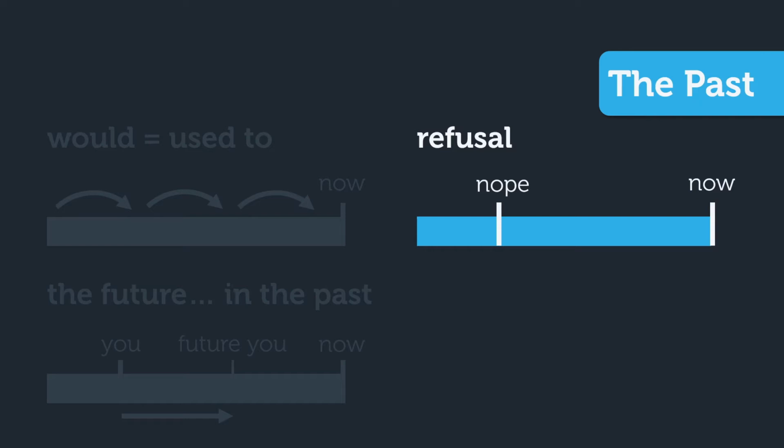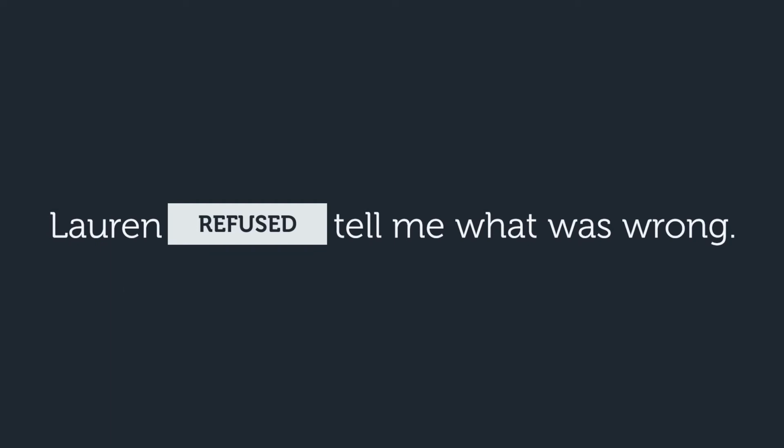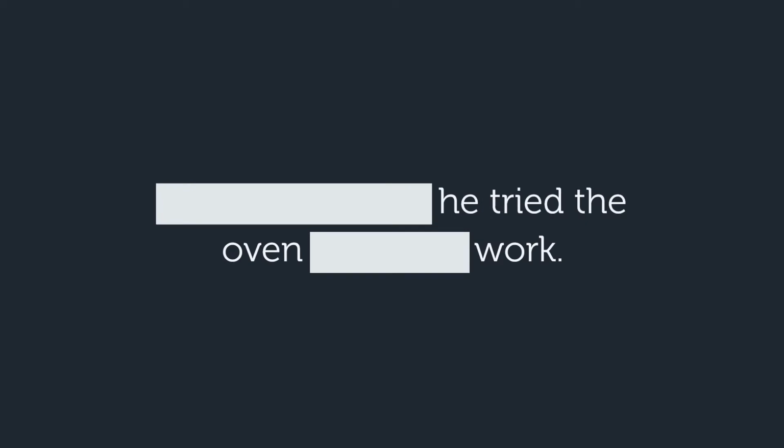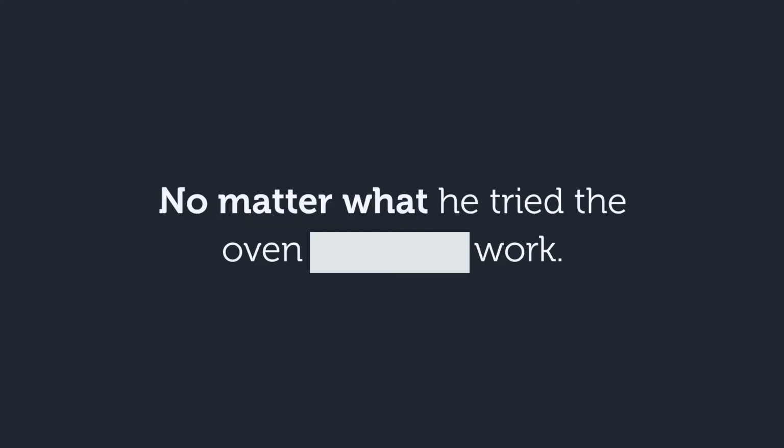Another way we use would in the past is to talk about someone refusing something. Here's an example. If Lauren refused to tell you what was wrong, you could say, Lauren wouldn't tell me what was wrong. Sometimes things refuse stuff too, not just people. How would you say that despite trying a lot of things, the oven refused to work? No matter what he tried, the oven wouldn't work.